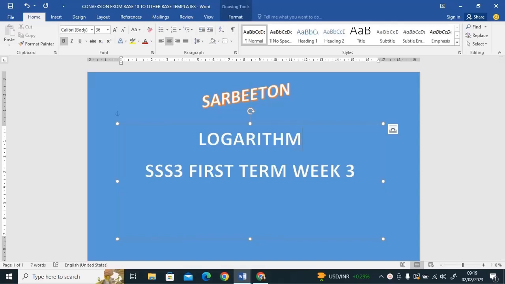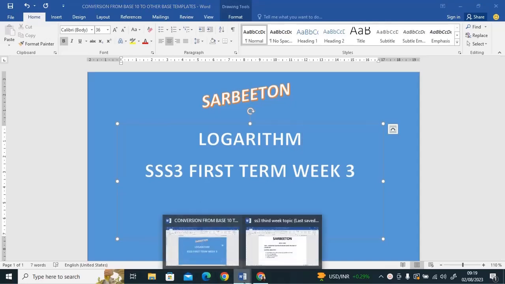Welcome guys, this is logarithm week 3 for SS3. Now we're going to look at this. We are going to go deep in logarithm. At the end of this lesson, you will understand how logarithm works, everything on logarithm. So let's look at the content of this particular course.